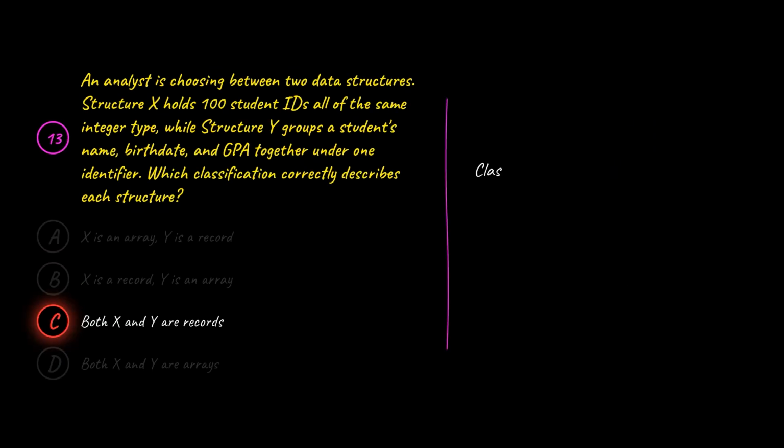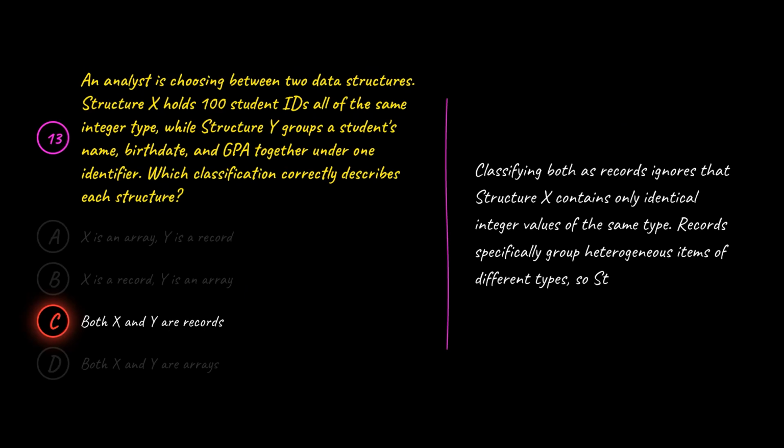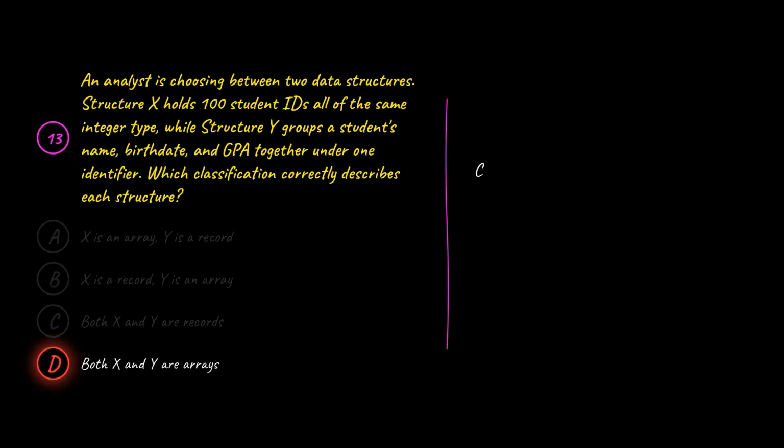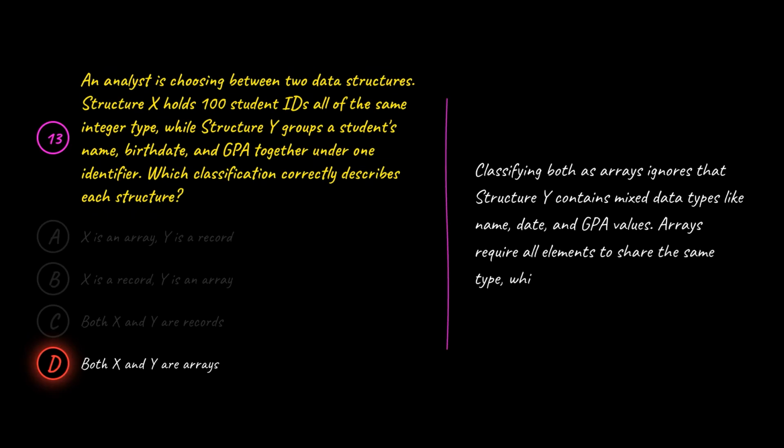C is wrong because classifying both as records ignores that structure X contains only identical integer values of the same type. Records specifically group heterogeneous items of different types, so structure X does not fit that definition. D is wrong because classifying both as arrays ignores that structure Y contains mixed data types like name, date, and GPA values. Arrays require all elements to share the same type, which rules out structure Y entirely.